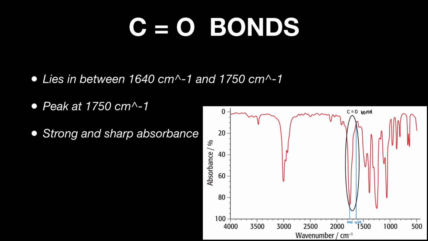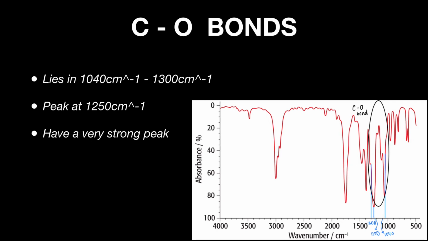The diagram on the bottom right shows a C=O double bond. It has a wave number which lies between 1640 per centimeter and 1750 per centimeter. It has a peak at a wave number of 1750 per centimeter. It has a strong and sharp absorbance. The diagram on the bottom right shows a C-O single bond. It has a wave number which lies between 1040 per centimeter and 1300 per centimeter. It has a very strong peak at 1250 per centimeter.